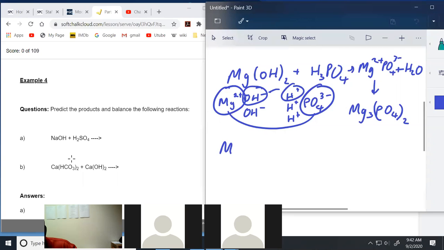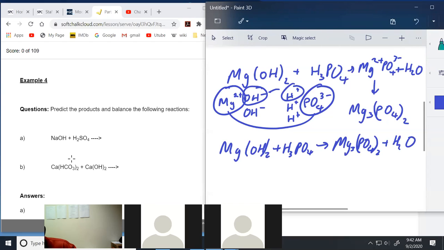Now, if I wanted to balance that, this is where I would take all this stuff into account. I've got 3 Mgs here, so I put a 3 in front of the MgOH2. I've got 2 PO4s here, so I put a 2 in front of the H3PO4. And that means if I count up the oxygens, I've actually got 6 oxygens here and 6 hydrogens, and then another 6 hydrogens here. So a 6 in front of the H2O will balance that reaction.